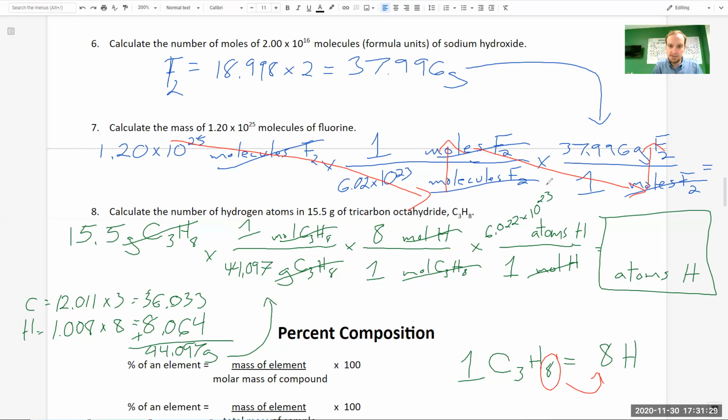1.55 times 1 times 8 times 6.022 E 23, divided by 44.097, divided by 1 equals a grand total of 1.693 times 10 to the 24th atoms of hydrogen. Whew. All right, there we go, guys. That's how to convert the mass of a compound into the number of atoms of a specific element in that compound.